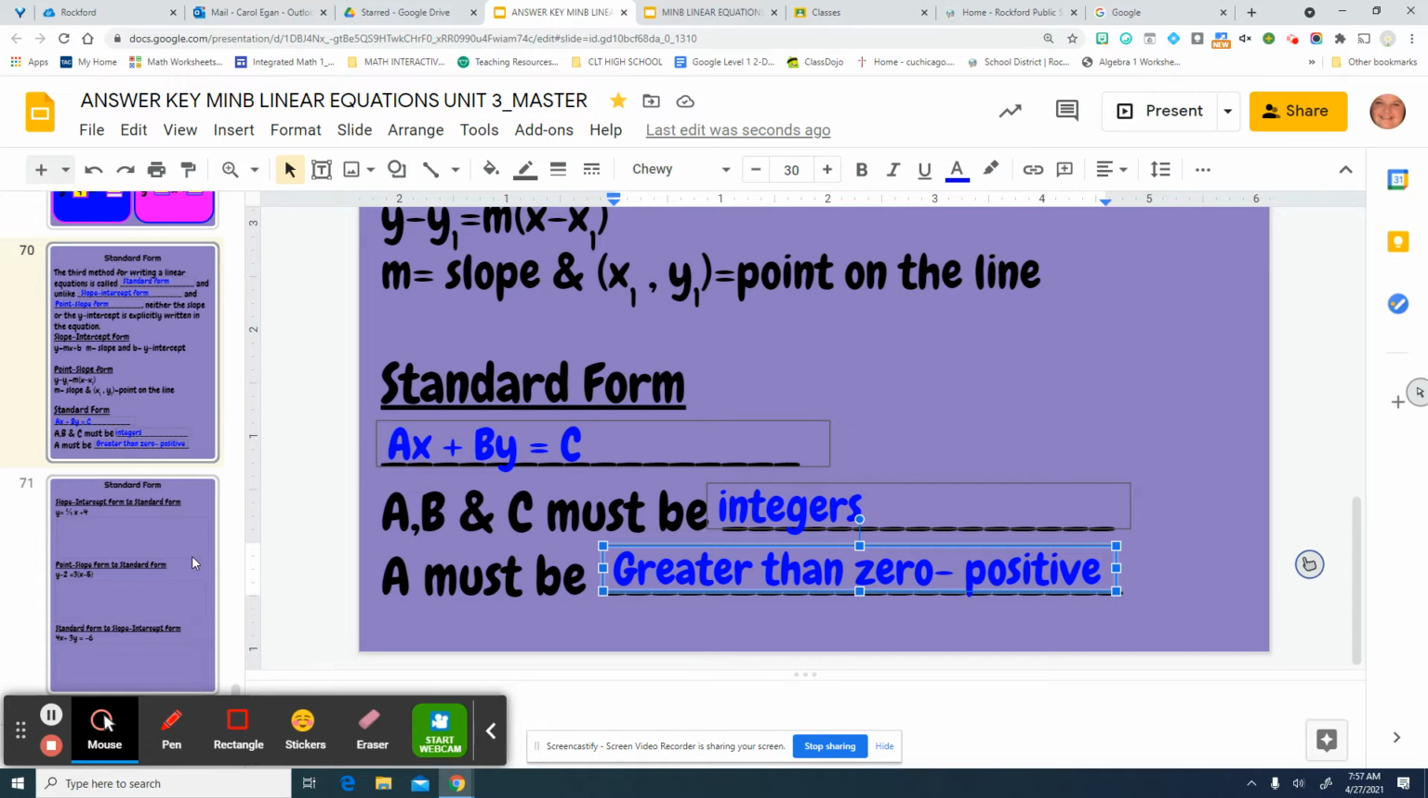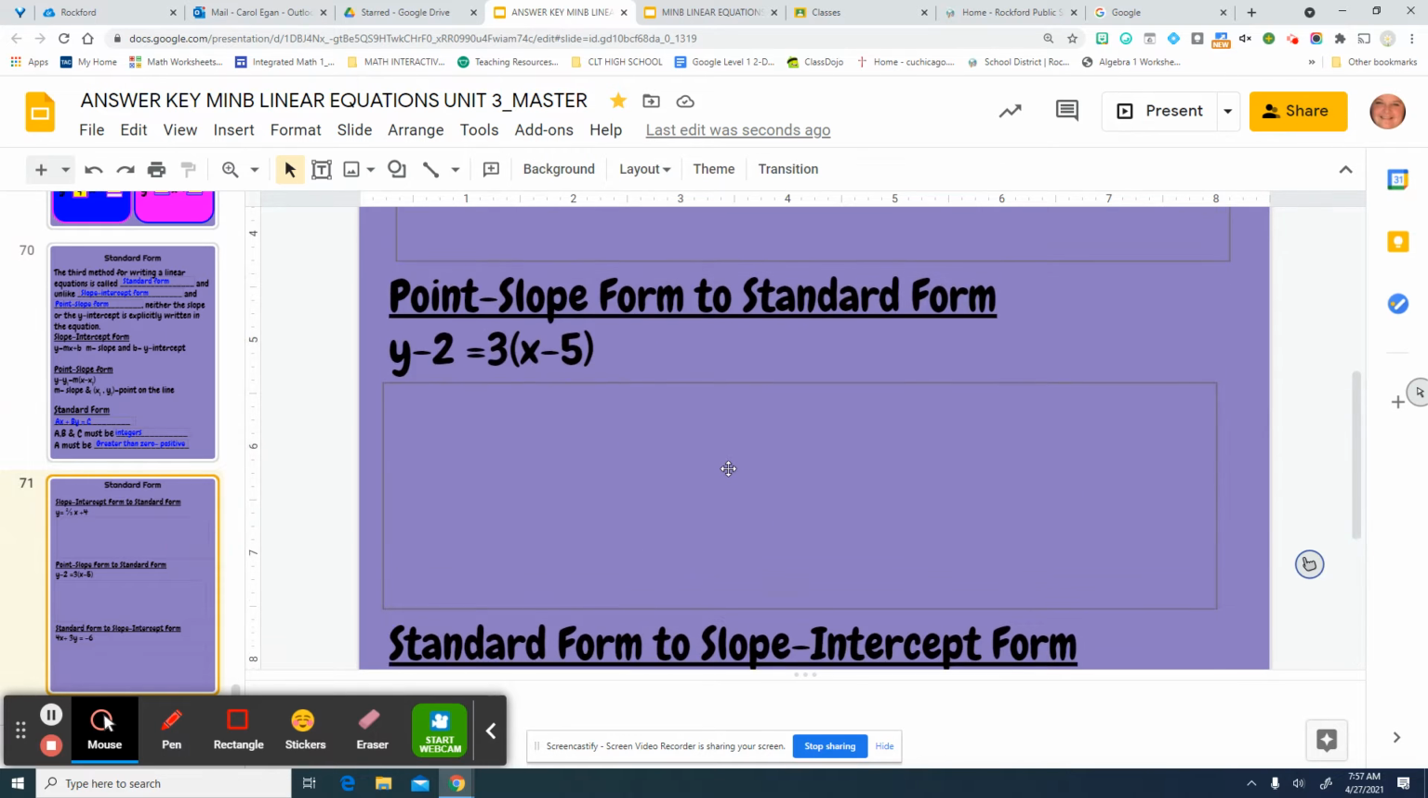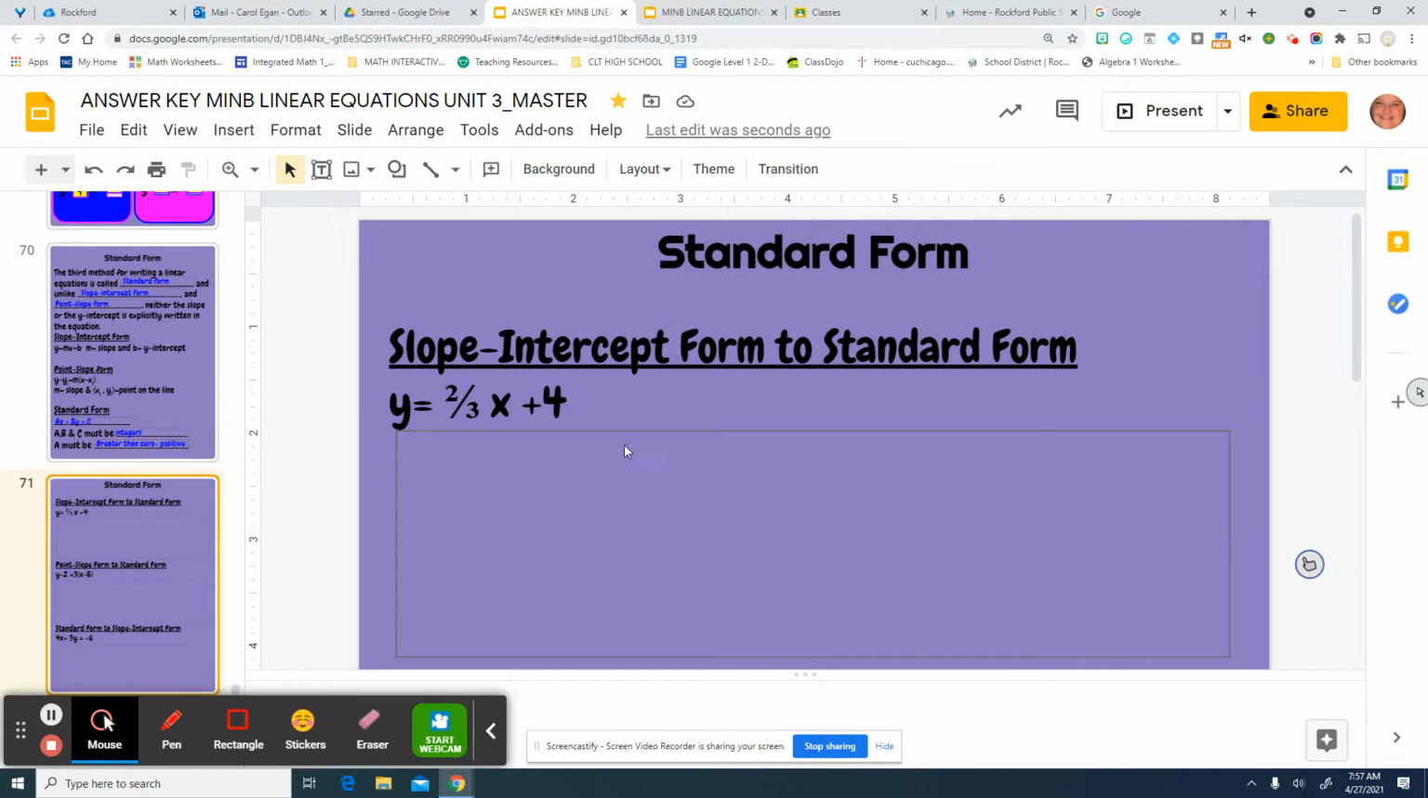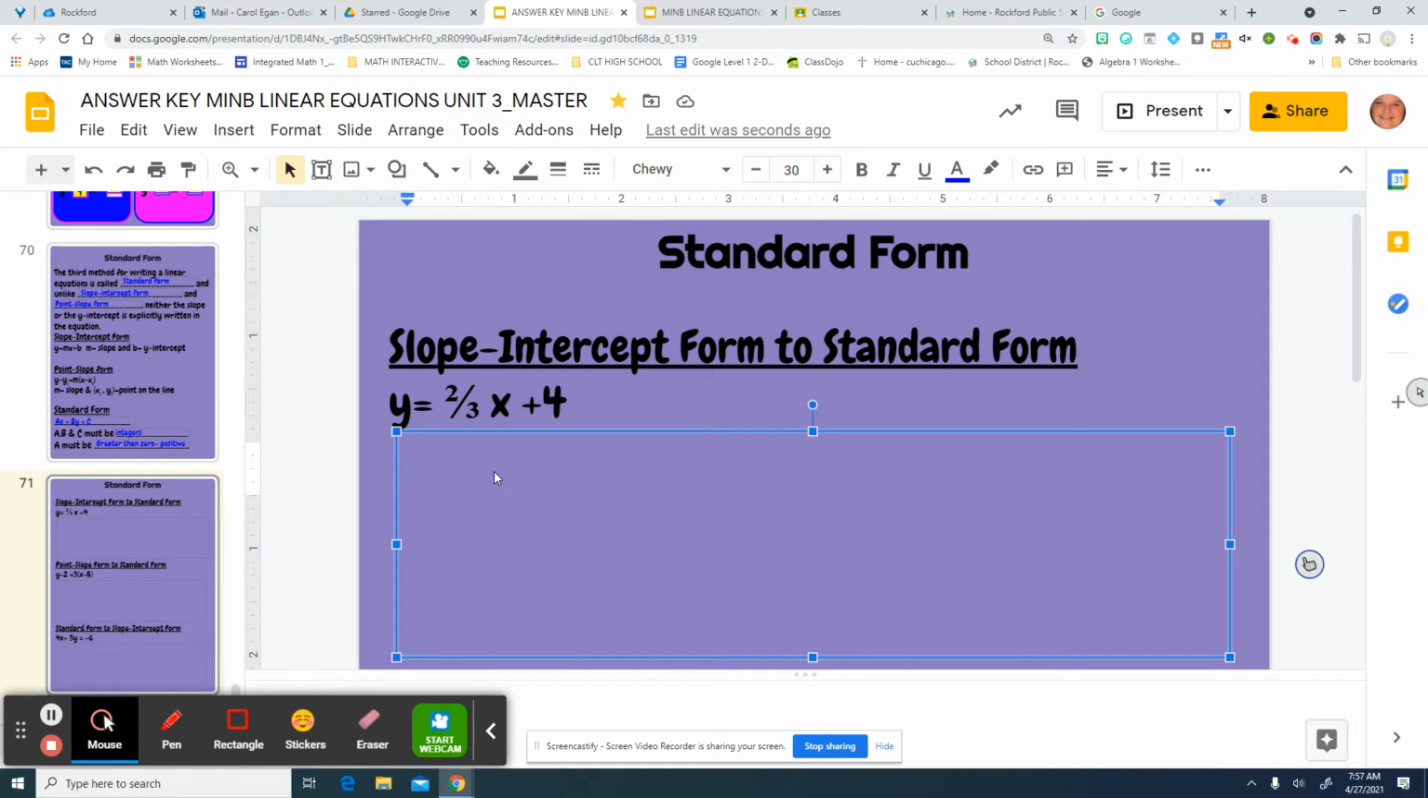Let's move on to the second page where we're going to practice converting something into standard form and converting from standard form to slope-intercept. So how do we move from slope-intercept form to standard form? In all three of these situations, we're going to use our 5 steps for solving equations. Our rewind step mostly, but sometimes our distributive step to help us get whatever we need in the order in which we need it. So slope-intercept, y equals 2/3 x plus 4, and I want to get this to standard form.